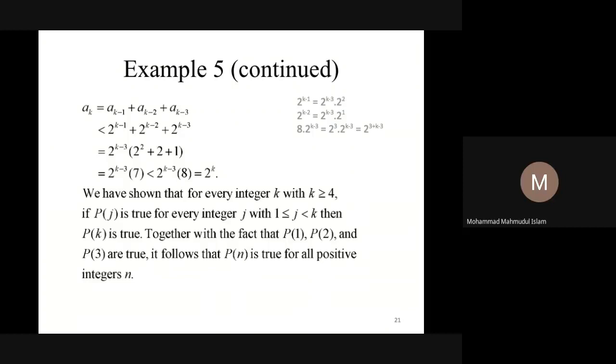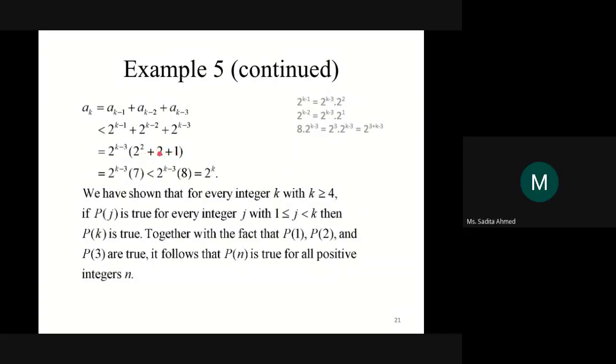Yes, ma'am. Confused? Yes, ma'am. I don't understand where the 7 and 8 are coming from. 7 is coming from here. This 2 square plus 2 plus 1, did you understand how we got 2 square plus 2 plus 1? Do you understand how we got 2 square plus 2 plus 1? Yes, from the right hand side. It's explained in the right hand side. Yeah. So 2 square plus 2 plus 1 we got from there.